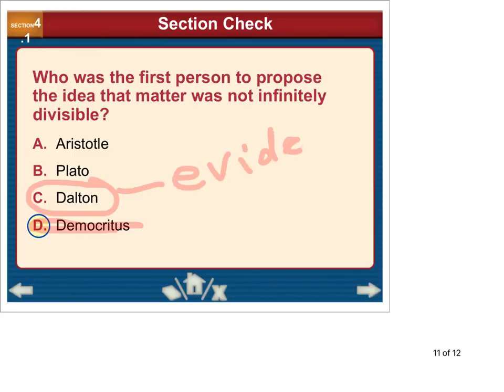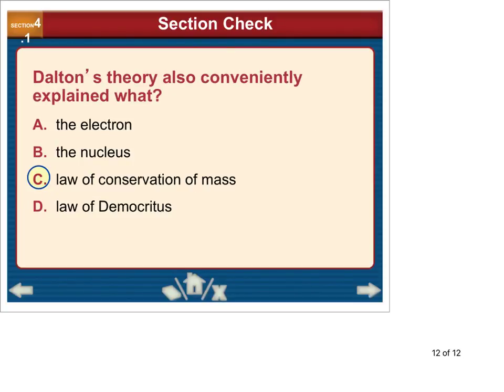Aristotle, Plato, we're dealing with the earth, air, fire, and water stuff. And Dalton explained the conservation of mass. We're going to come on to how the electron was discovered, the nucleus, and how we figured that out. And we don't have anything like a law of Democritus, so the law of conservation of mass. So there's our 4.1 notes.